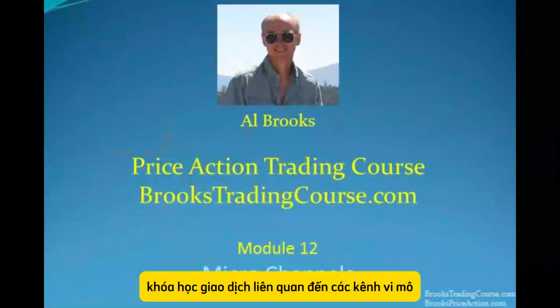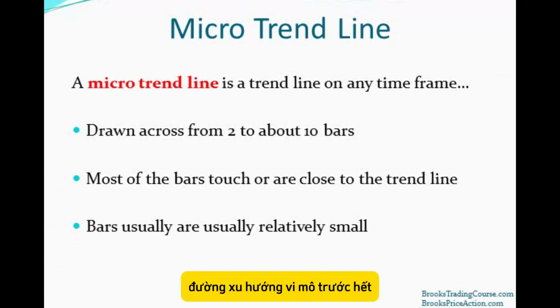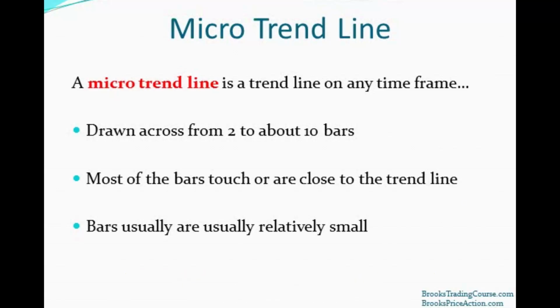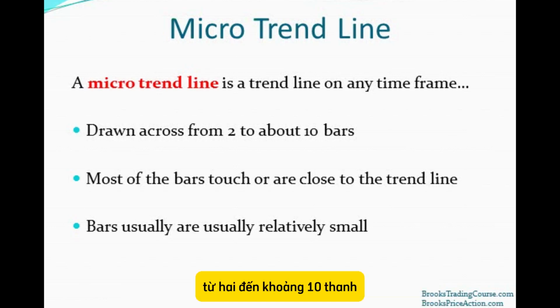Trading course has to do with micro channels. A micro trend line, first of all, is any trend line on any time frame that you can draw across from 2 to about 10 bars, where most of the bars touch or are close to the trend line. Usually the bars are relatively small.